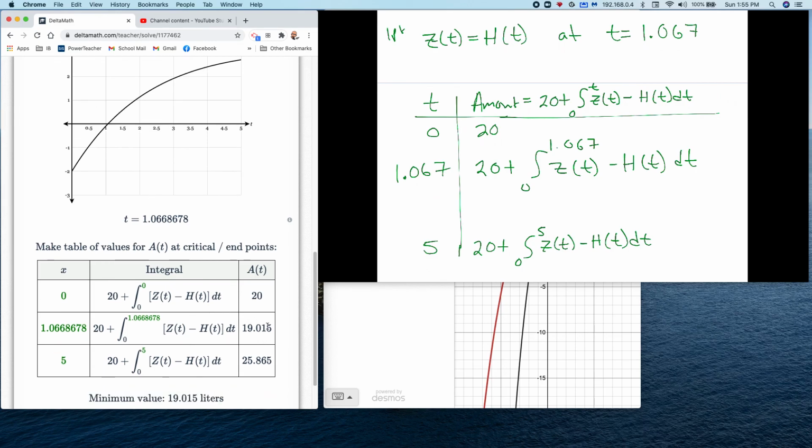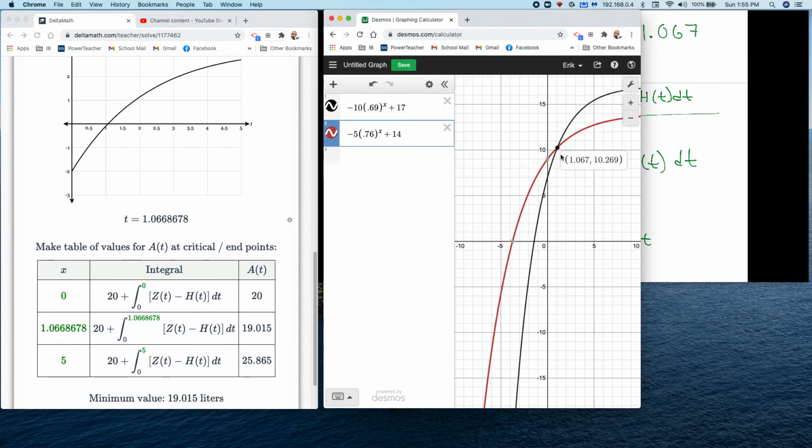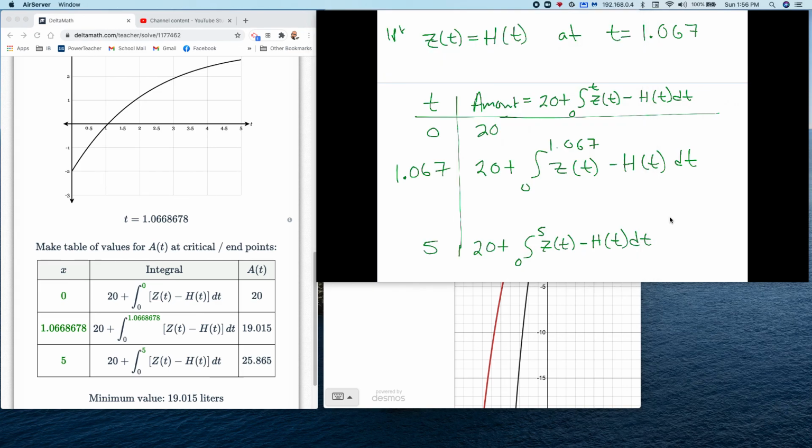So the absolute minimum is right there. You should know that the absolute minimum is right there because every time before, the rate out is bigger than the rate in, and after, the rate in is beating the rate out. So this turns out to be 19.015, and that right there is our absolute minimum.